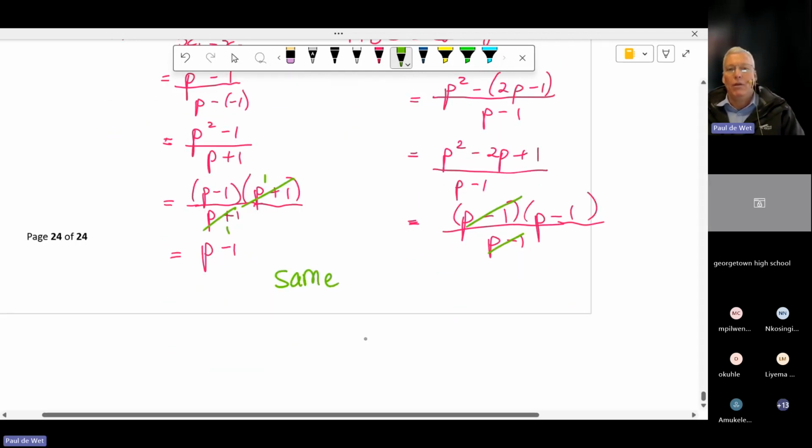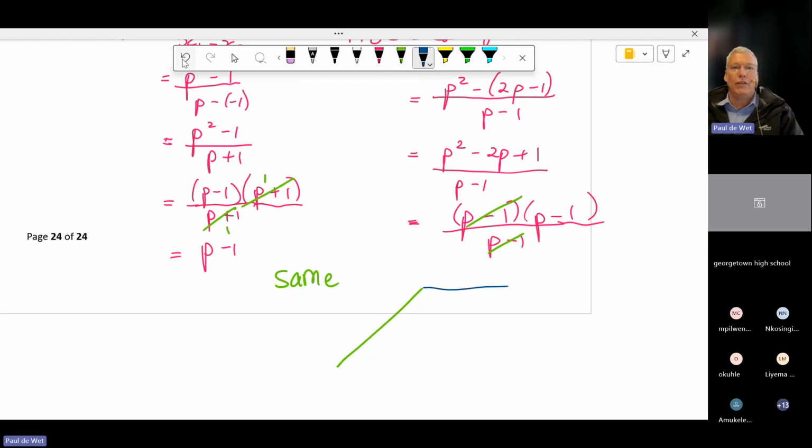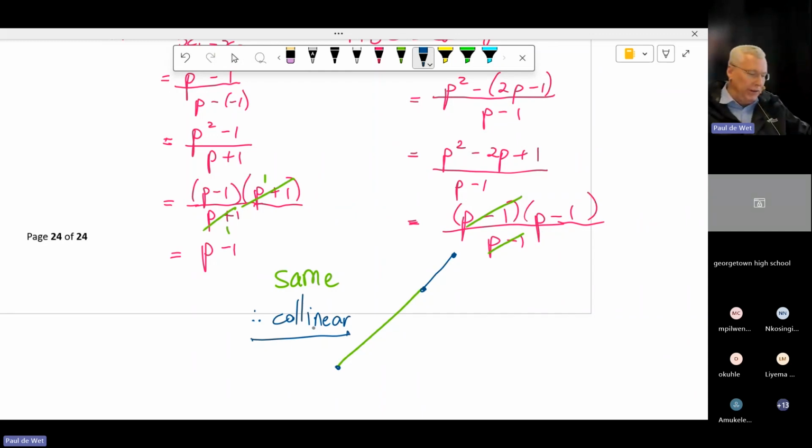And if they're the same, what that means, guys, is I've got a gradient here, and then my next line doesn't change. It doesn't do that. Okay, it does that. It's the same gradient. Okay, so since they're the same, this point and this point are collinear. Collinear means that they lie on the same line. Okay, right. Okay, guys, we're going to stop there.